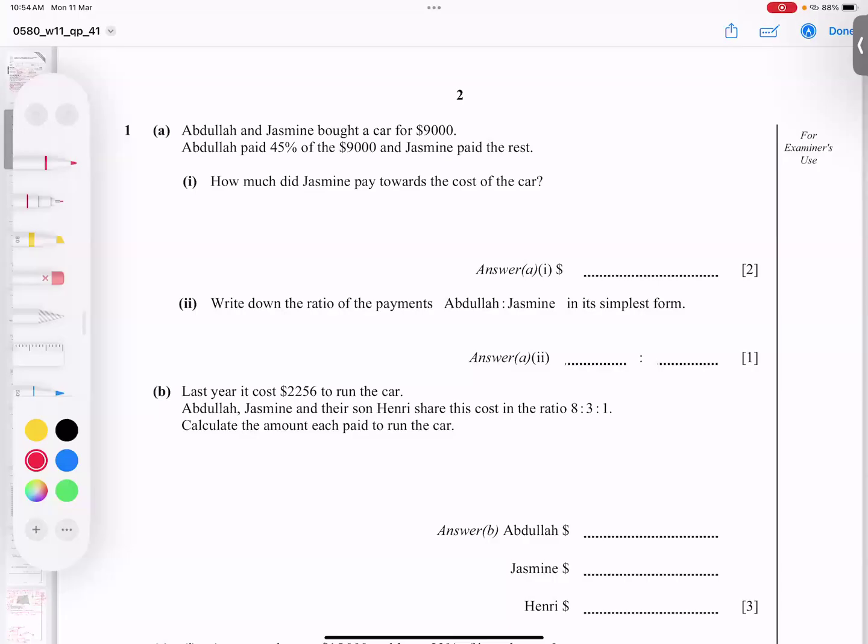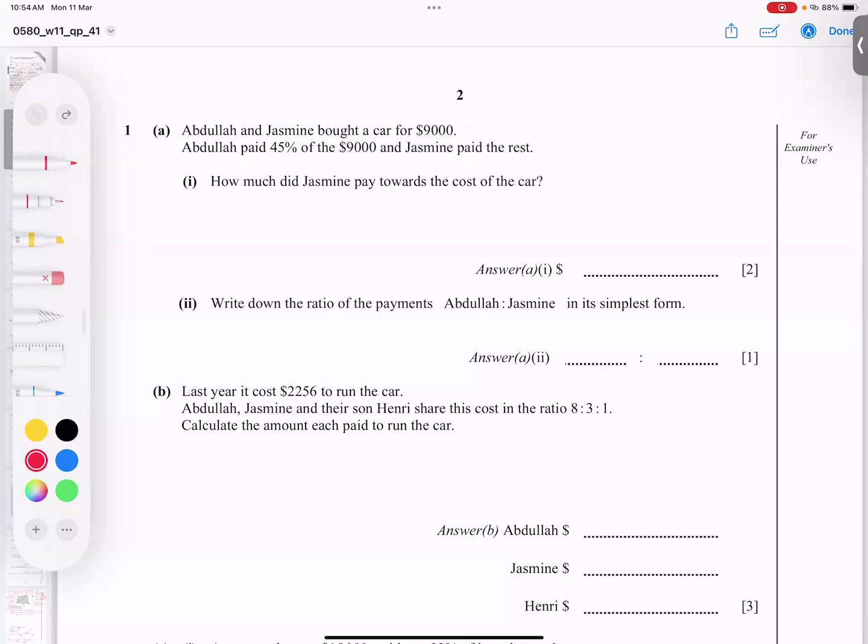This is a question we have. October 2011, 41 variant, question number one. Abdullah and Jasmine bought a car for $9,000. Abdullah paid 45% of the $9,000, and Jasmine paid the rest. How much did Jasmine pay towards the cost of the car?